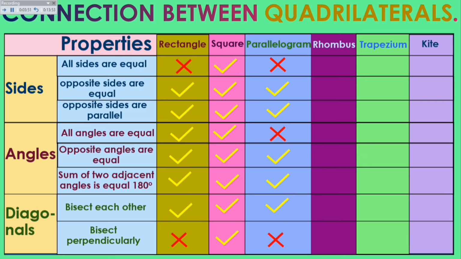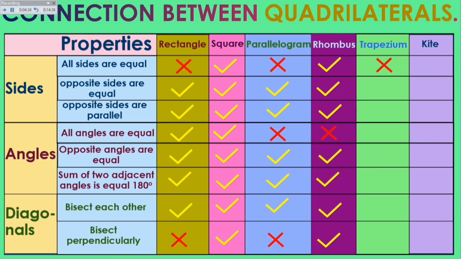The rhombus. Are all the sides equal? Yes. Are the opposite sides equal? Of course, yes. Are the opposite sides parallel? Yes. Are all the angles equal? No. The opposite angles, are they equal? Yes. What about the sum of the two adjacent angles? Are they equal to 180 degrees? Of course, yes. Do the diagonals bisect each other? Yes. Do they bisect each other perpendicularly? Yes.